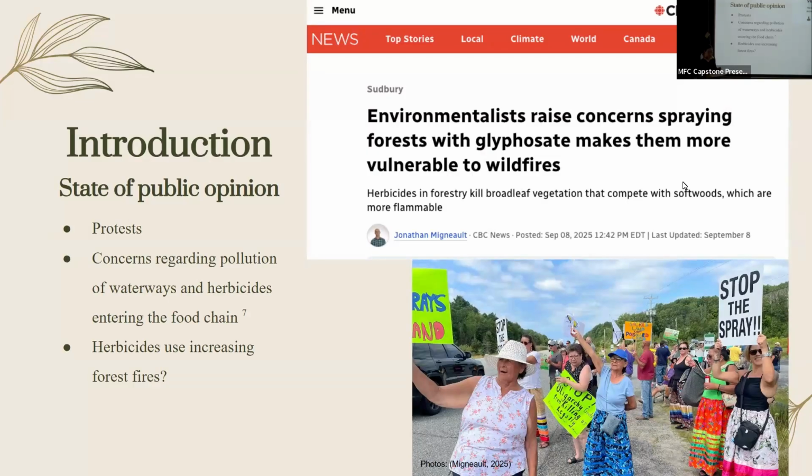There's been an increasing number of protests in recent years throughout the country relating to the use of glyphosate in forestry. People have concerns about its effects on wildlife, it entering the food chain, threatening traditional Indigenous food sources and polluting waterways. There have been claims in the news circulating recently about herbicides contributing to increased trends of wildfires. These claims have to do with the idea that herbicides are used to reduce deciduous species and favor the growth of conifers for forest industry, and conifers are notoriously more flammable. Although there's no current research on this specific relationship in Canada.